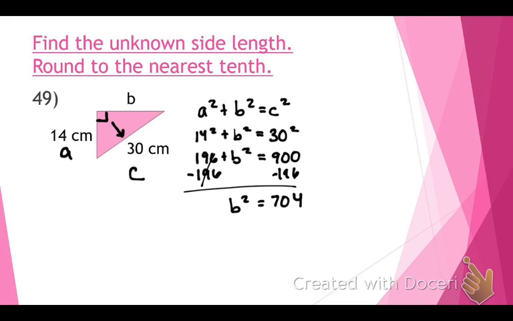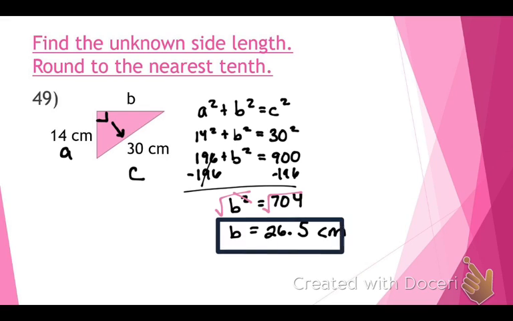What do I have to do? You have to square root it. Square root both sides to try to get rid of that square. And what's your answer? Remember, round it to the nearest tenth. 26.539. Round it to the nearest tenth. 26.5. Okay, 26.5 centimeters. Always make sure you attach the units to get all the points that you want on your final.